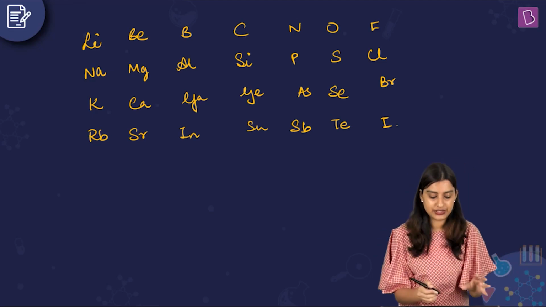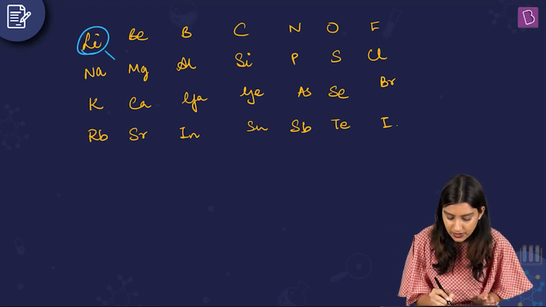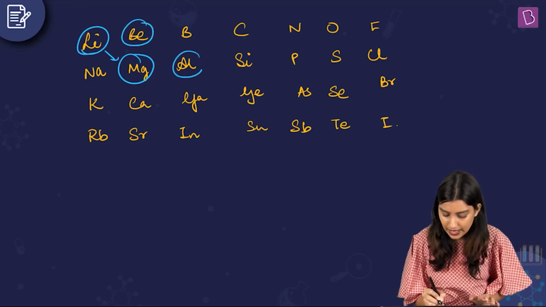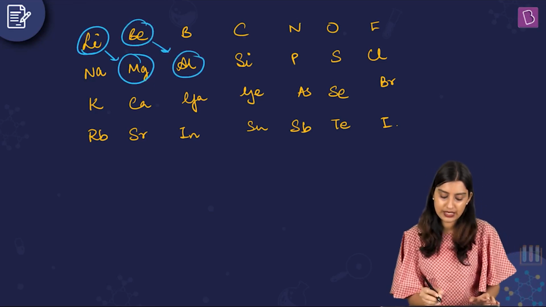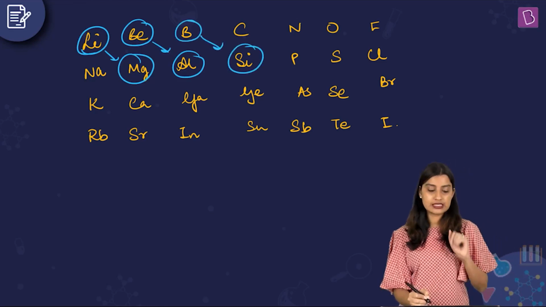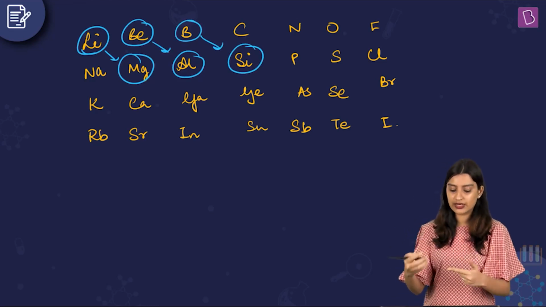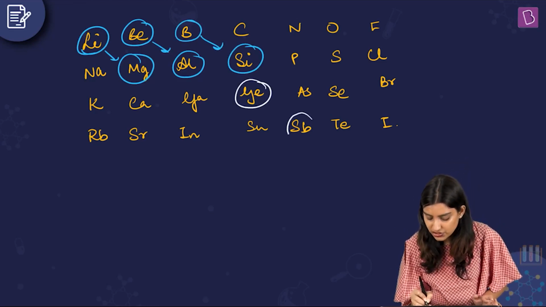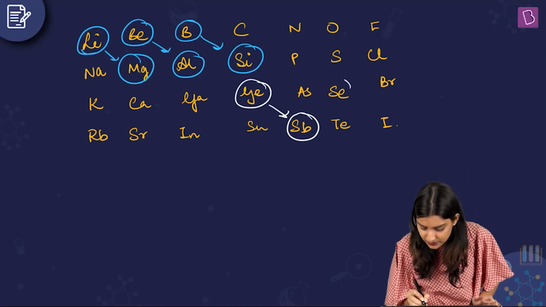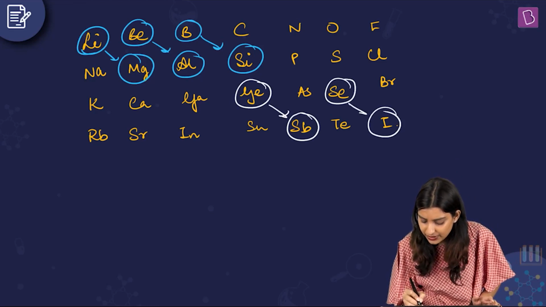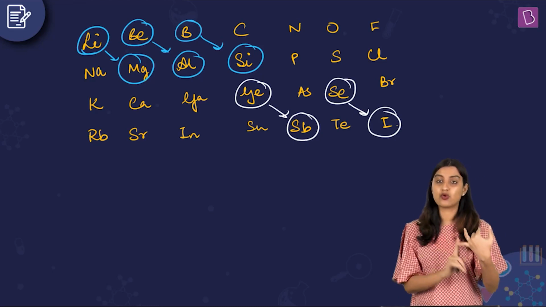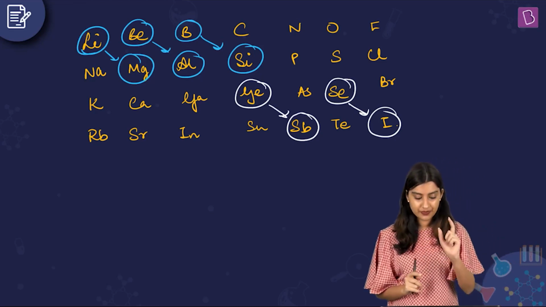So due to diagonal relationship, I know that lithium and magnesium have similar properties. I know that beryllium and aluminium have similar properties. I know that boron and silicon have similar properties. Okay, these things I know. But can I say that due to diagonal relationship, germanium and antimony have similar properties? Or can I say that selenium and iodine have similar properties? Can I apply it everywhere? No.